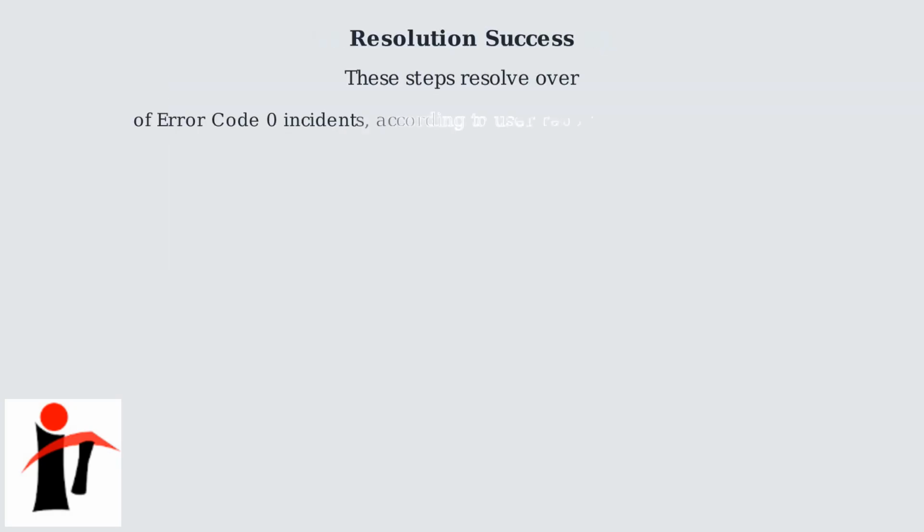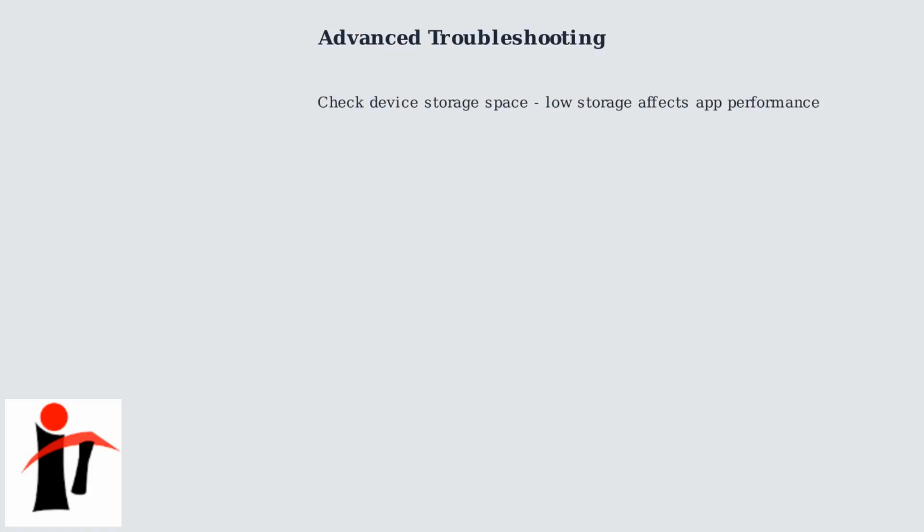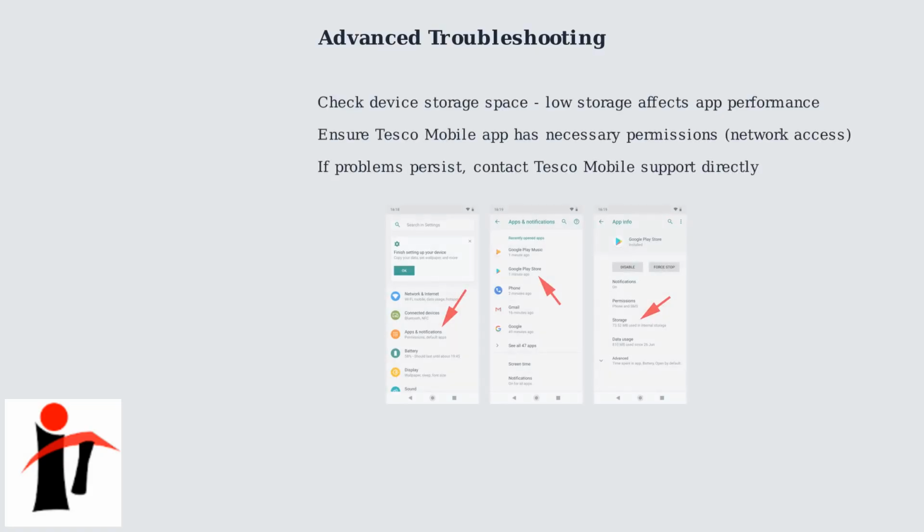These steps resolve over 60% of error code 0 incidents, according to user reports as of October 2025. Keeping your app updated is crucial, as older versions are more susceptible to this error. If the basic fixes don't work, further troubleshooting may be needed.